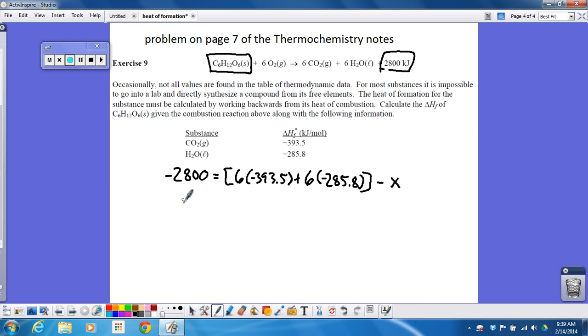So if I rearrange this and solve for X, I get X equals negative 1275.8. That's what's in my calculator. Looking at significant figures over here, this 2,800, we have addition and subtraction pretty much, so I have to go back to the hundreds place, so that would be negative 1,300 kilojoules per mole.